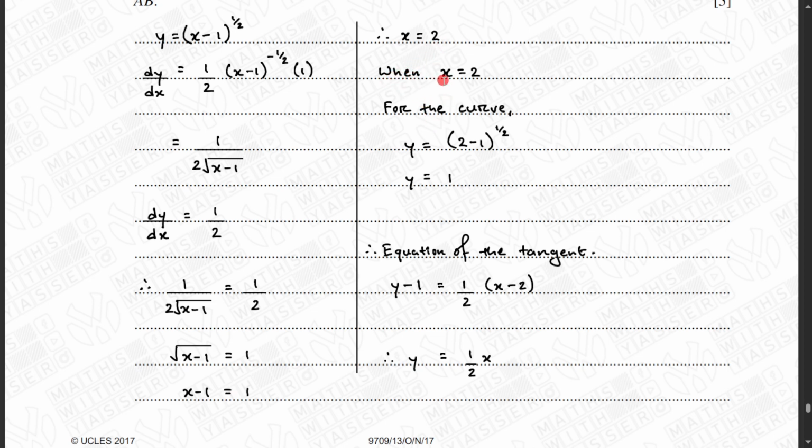Now, when I substitute this value of x, which is 2, into the equation of the curve, I get y equals 2 minus 1 to the power half, and that will be y equals 1. So the equation of the tangent must be y minus y1 equals m times x minus x1. So the value of y1 is 1 and the value of x1 is 2 and the gradient is half, the same gradient as AB. Simplifying this, we get y equals half of x.